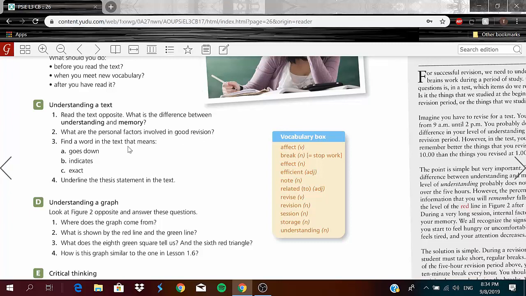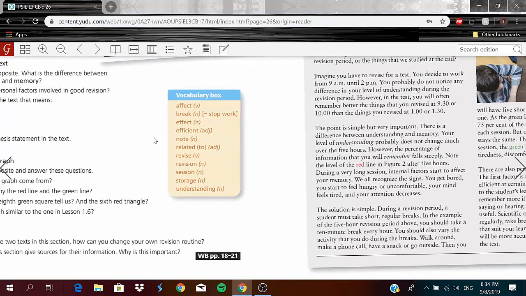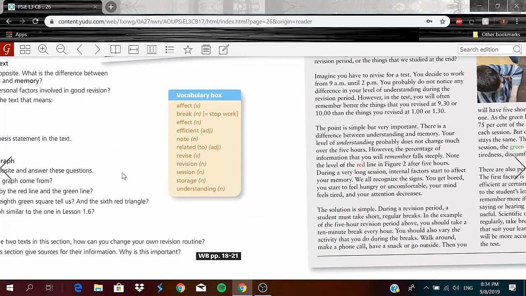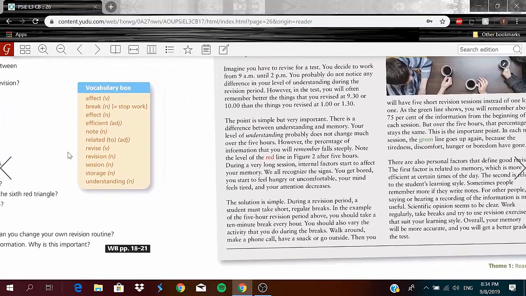And find the word in the text that means goes down. What do you guys think? I'd say, does decreases count? Yeah, I think decreases counts. Yeah, we have decreases.